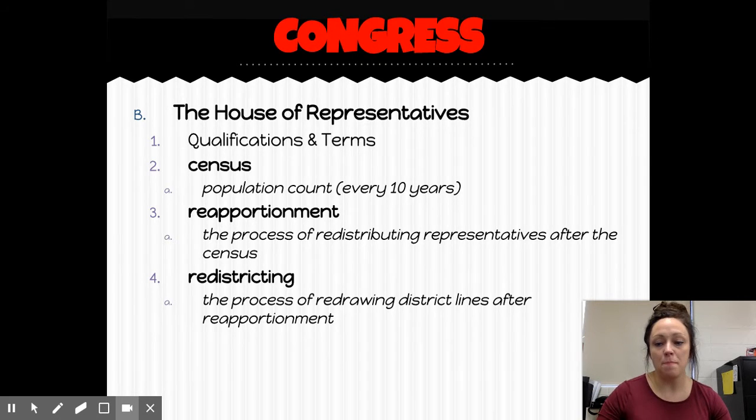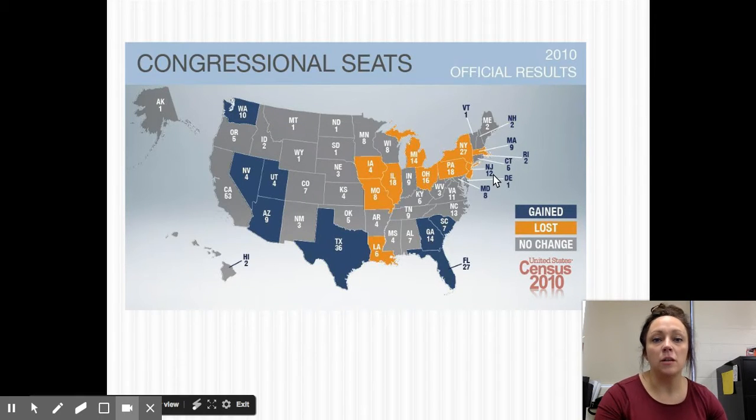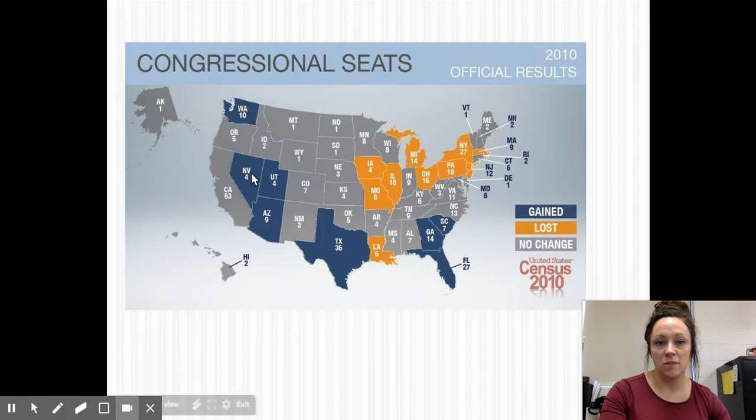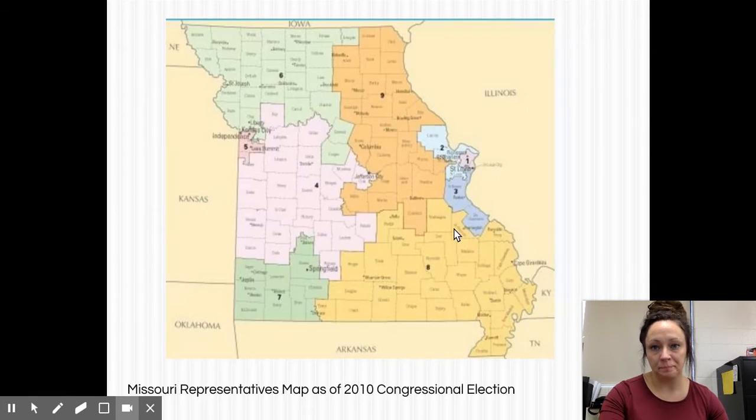Looking now at this map here, this is the Congressional Map as of the 2010 census. The orange states here lost representation. Missouri is one of those orange states. The gray states didn't see a change in representation. And the blue states, like Arizona, Texas, Florida, Georgia, and South Carolina, actually gained representation.